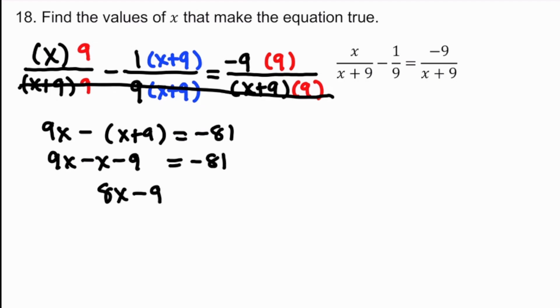8x minus 9 equaling negative 81. I'll add 9 to both sides. So that would be, I think, yeah, negative 72. Divide by 8 and get x equals negative 9.